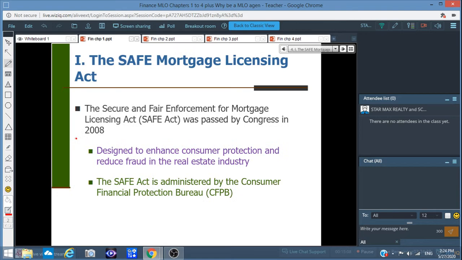Okay, so this act was passed in 08. Okay. And is run by who? CFPB, Consumer Financial Protection Bureau, okay?